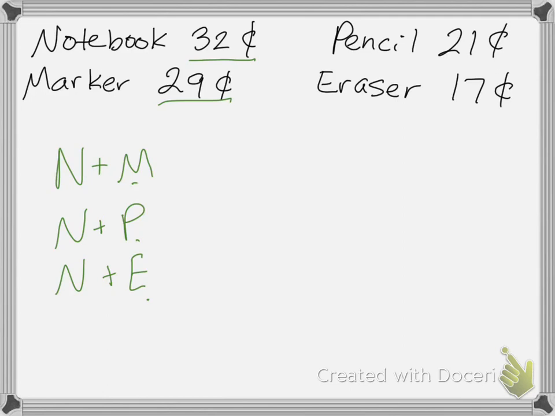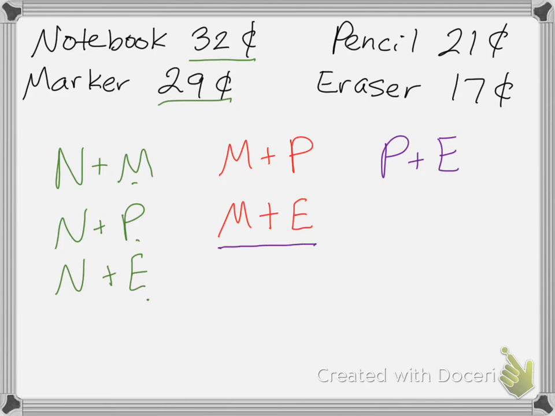Okay. If he chooses a marker first, what else could he get? Well, he could get a marker and a pencil, or he could get a marker and an eraser. I don't need to say a marker and a notebook because I already have that over here. And the only last combination we have is if he gets a pencil, he could also get an eraser. So these are all the different combinations he could get. And again, I don't need to do a marker and an eraser or a marker and a pencil because we already have those written down.